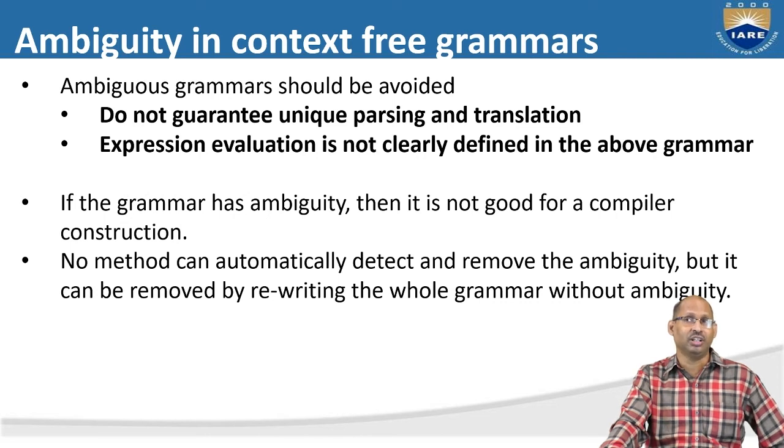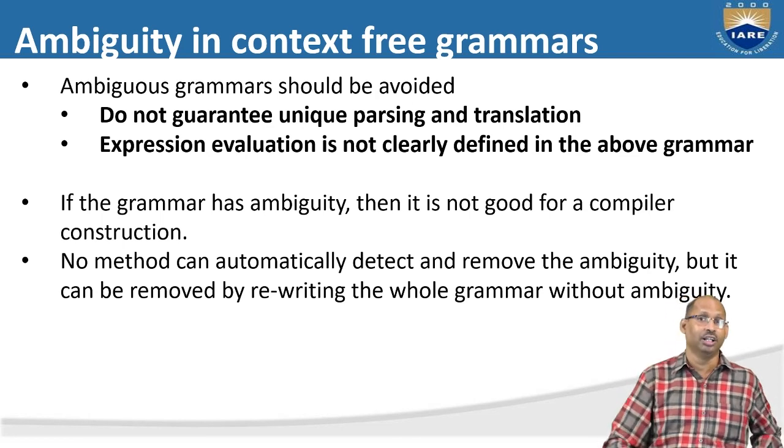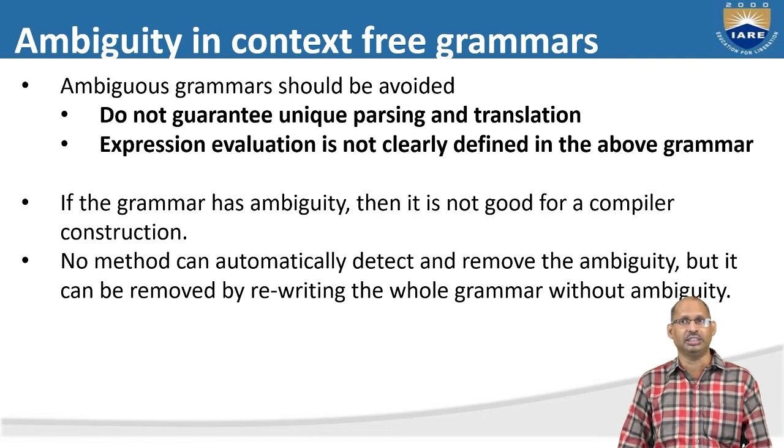Expression evaluation is not clearly defined in the above grammar. Right? If the grammar has ambiguity, then it is not good for compiler construction. So we can't use these productions in compiler construction. It won't generate the correct parse tree. So no method can automatically detect and remove the ambiguity, but it can be removed by rewriting the whole grammar without ambiguity. Right?